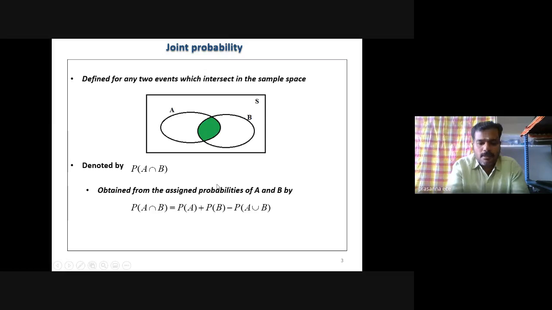This proof can be directly obtained from the Venn diagram. It's a trivial proof, so you can prove it yourself by the use of a Venn diagram. You can prove that P of A intersection B is equal to P of A plus P of B minus P of A union B. We can start with the probability of A union B. We add the probability of A and the probability of B, and then subtract the intersecting region which occurs twice. Using that equation, we can arrive at this definition of P of A intersection B.